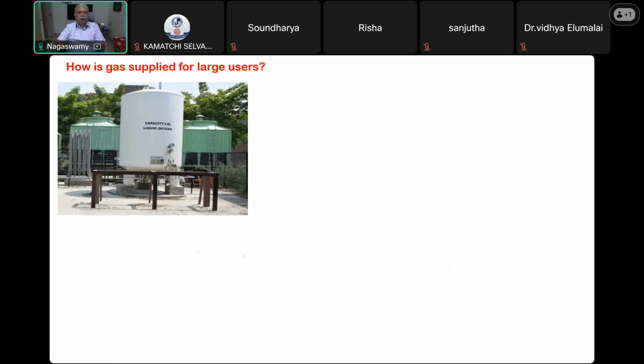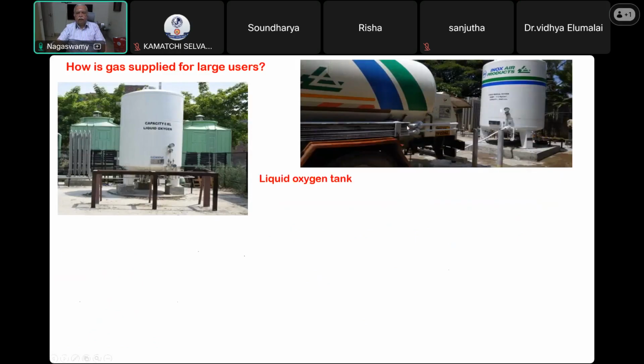Now, for large users, this is the liquid oxygen tank. And this is how the oxygen tank gets filled up. The lorry comes here and you have a pipeline going to the tank. Some questions about this: what is VAE? Vacuum insulated evaporator.